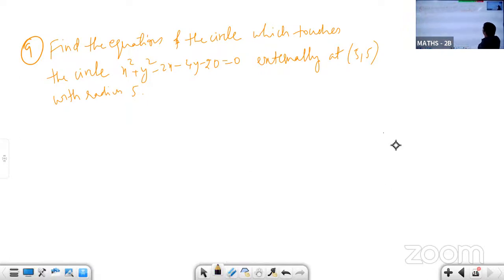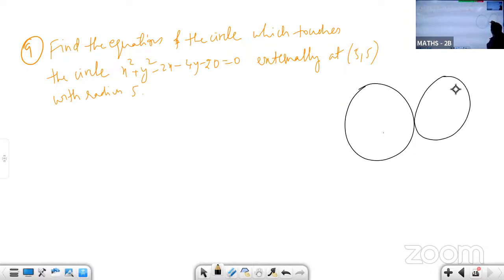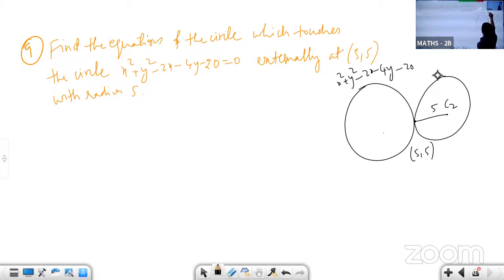What is this exactly? Find the equation of a circle. Let this be your circle, which is touching the other circle externally at the point 5, 5, with radius 5. So this radius is given as 5. Let this be your center C2. And this circle equation, I'm going to take it as x square plus y square minus 2x minus 4y minus 20 equal to 0. Okay. Now listen.